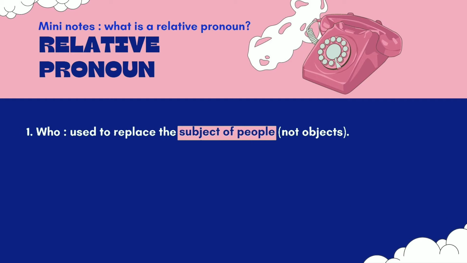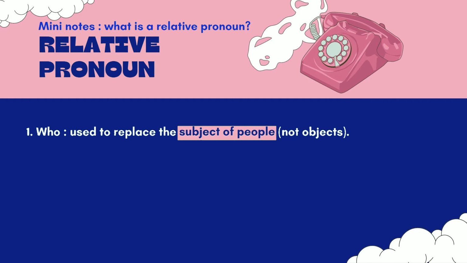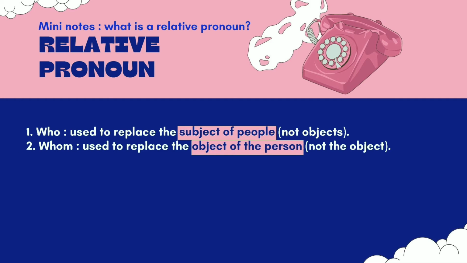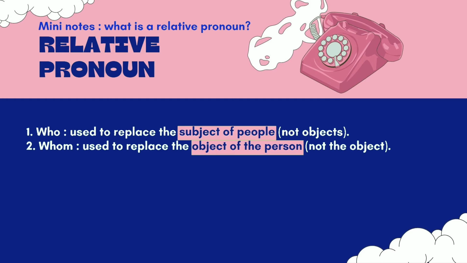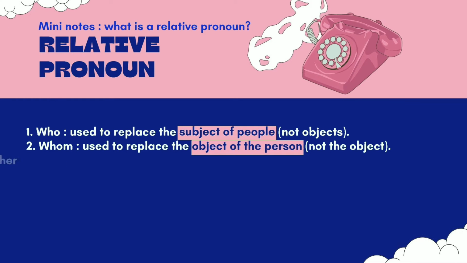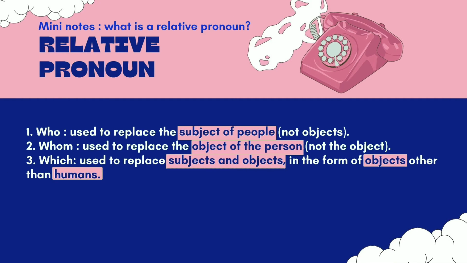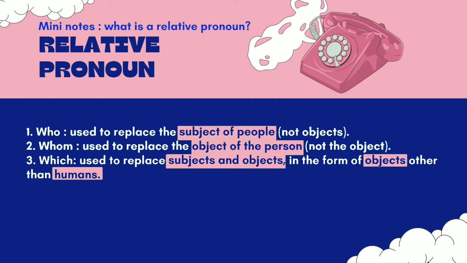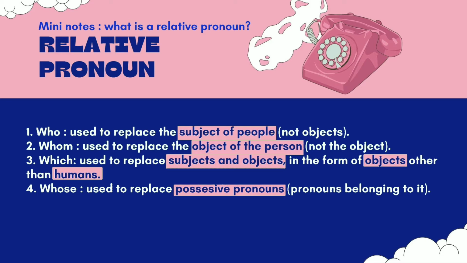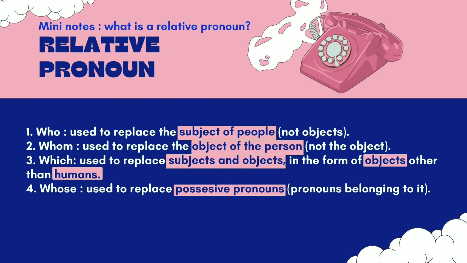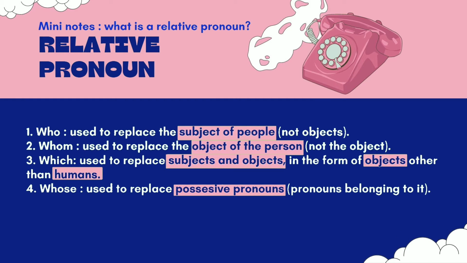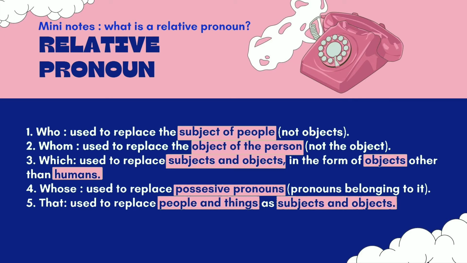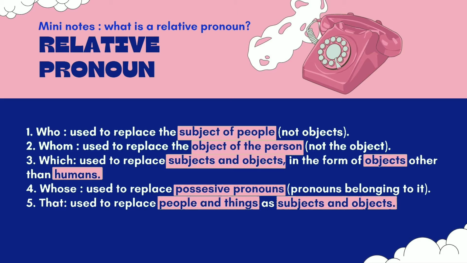First, who, used to replace the subject of people, not objects. Second, whom, used to replace the object of the person, not the object. Third, which, used to replace subjects and objects in the form of objects other than humans. Fourth, whose, used to replace possessive pronouns belonging to it. Fifth, that, used to replace people and things as subjects and objects.